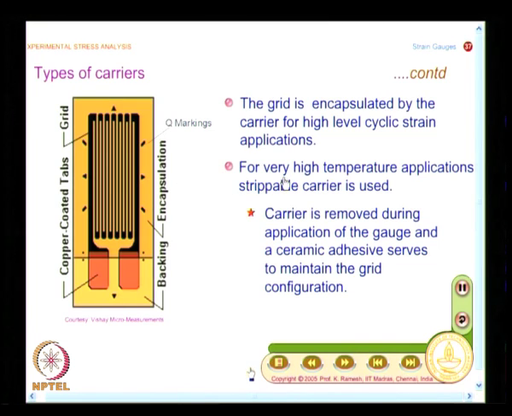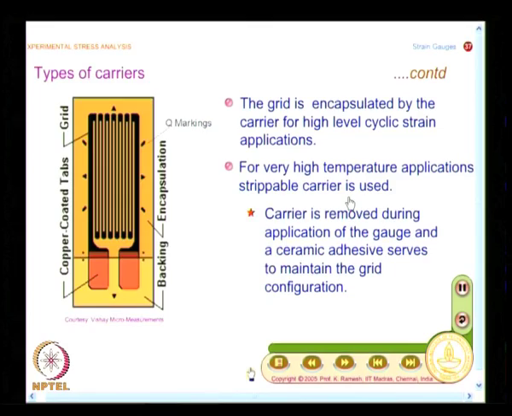And if I go for very high temperature applications, none of the carriers we have discussed are useful. I can't use plastic, I can't use epoxy, I can't use glass reinforced plastic. I have to go for ceramic adhesive, which serves to maintain the grid configuration. So, when I talk of very high temperature application, you have to take special steps in bonding the strain gauge and also selecting high temperature strain gauge material. We will see that a little while later.